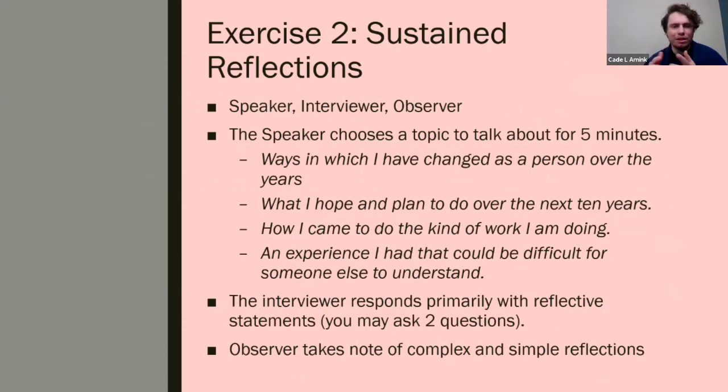Here are some good examples to get this conversation going. Ways in which I have changed as a person over the years, what I hope and plan to do over the next 10 years, how I came to do the kind of work I am doing, and an experience I had that could be difficult for someone else to understand. Pick one of these to have a conversation about.